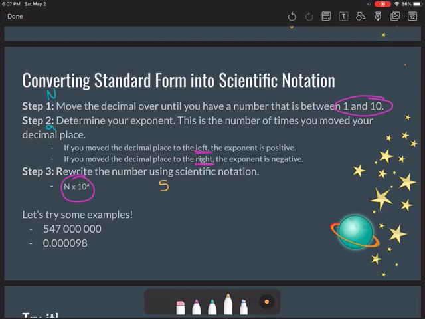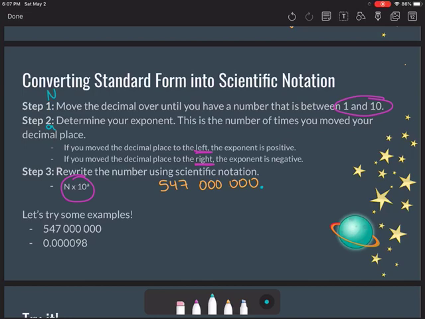We have 547 million. Big number. Okay, when we are looking at this number, we don't see a decimal place right now. I don't see a little point anywhere. But that decimal place is always going to be located at the very end of our number unless it's otherwise indicated in our value. So our decimal place is over there.